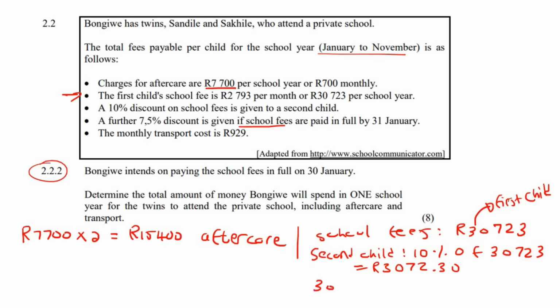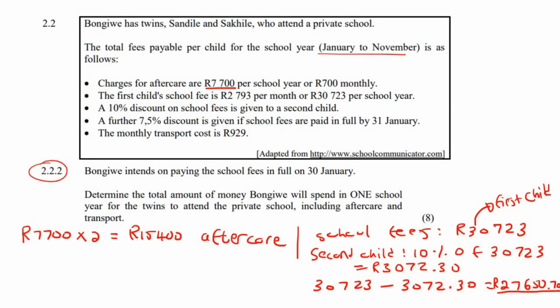Well, you could say 30,723 subtract 3,072.30, and that'll be 27,650.70. Okay, so that is what the second child is going to pay. So the first child is going to pay just over 30,000, and the second child is going to pay 27,000.